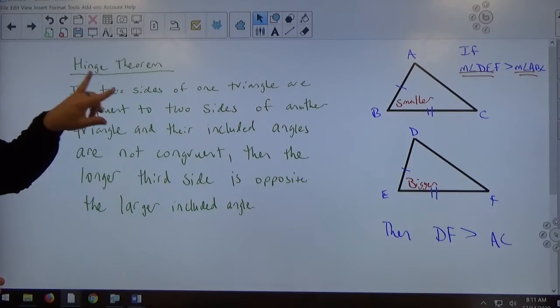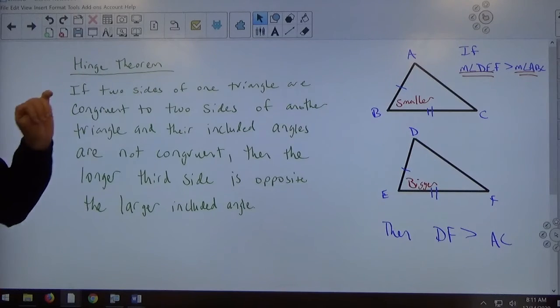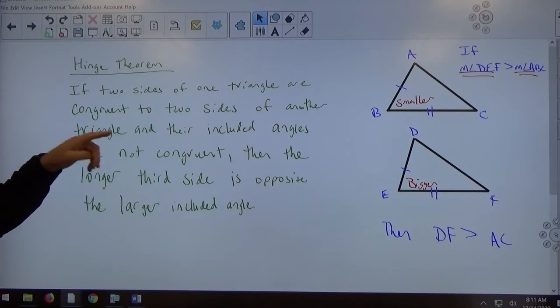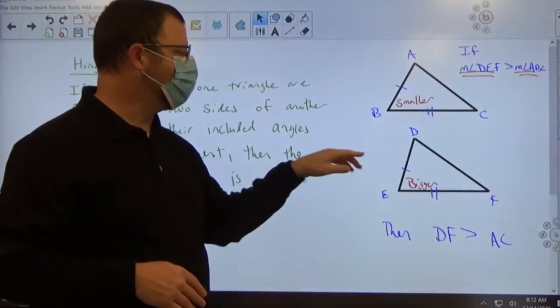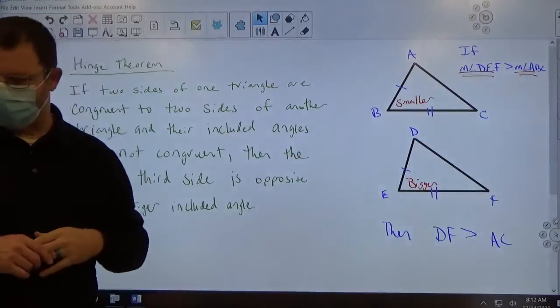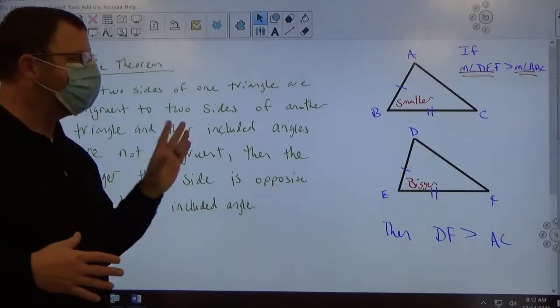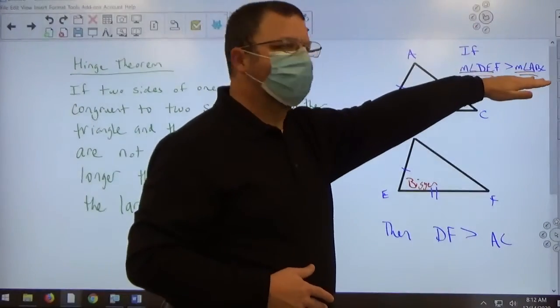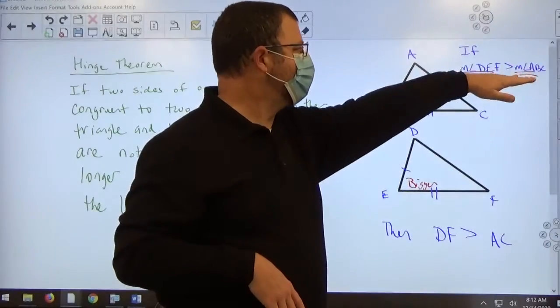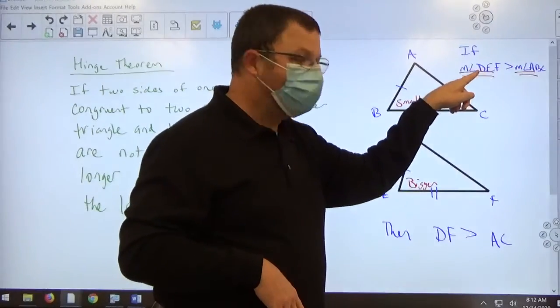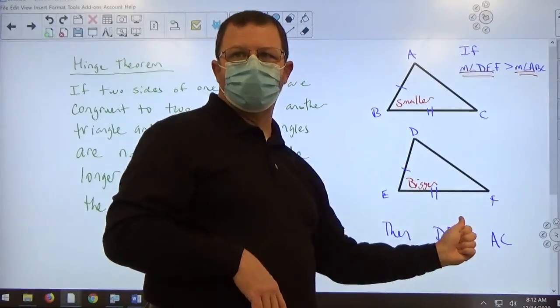So once we see the two sides congruent, we're considering the third sides, AC and DF. The bigger angle is opposite the bigger side, the biggest side is opposite the bigger angle. So there's also the converse of the hinge theorem, which goes the other direction. So the hinge theorem itself, they tell us the angles' relationship. This angle is bigger than that angle. The conclusion of the hinge theorem is this side is bigger than that side.